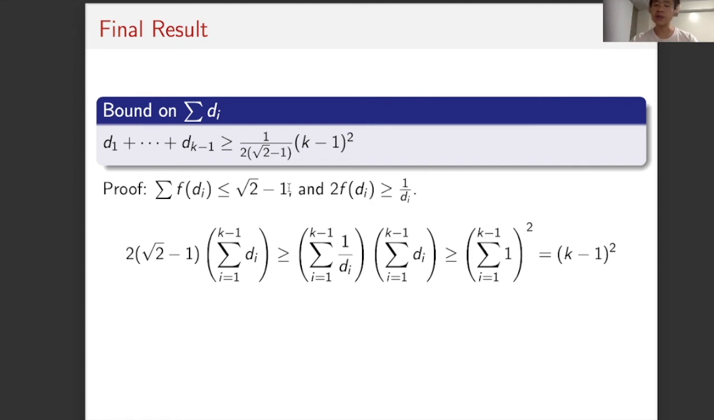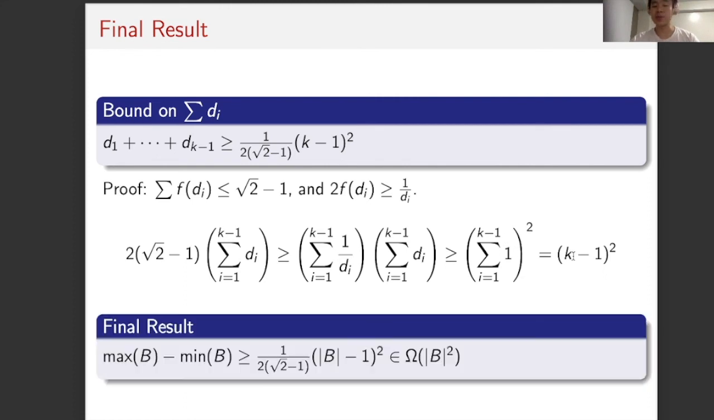So if we just consider these two things and we add everything up, we get that 2 times square root 2 minus 1 is more than the sum of all the reciprocals of the di's, the sum of 1 over di. And basically, this part is just Cauchy-Schwarz. And then you get this (k minus 1) squared.